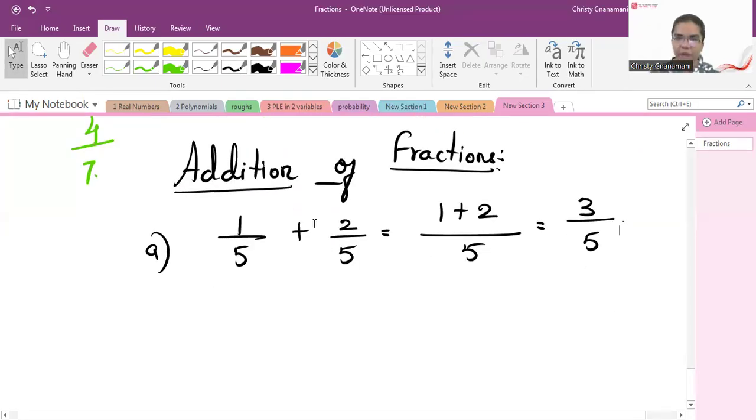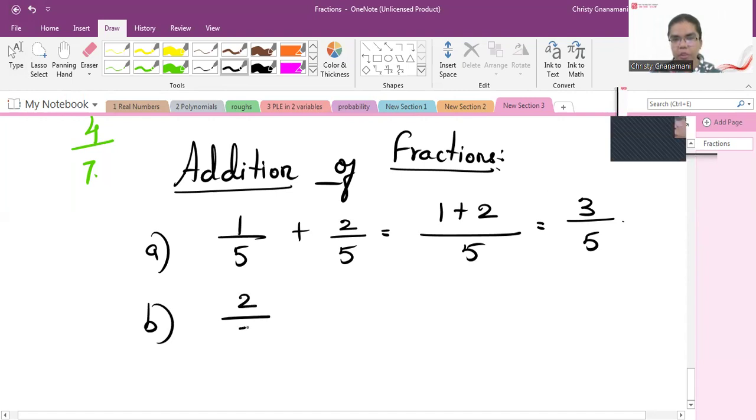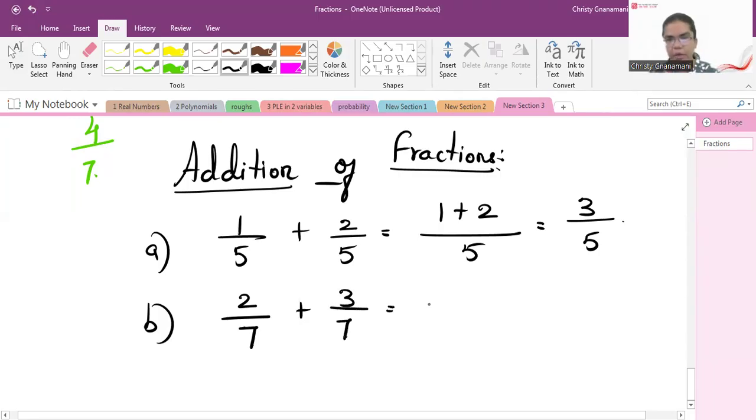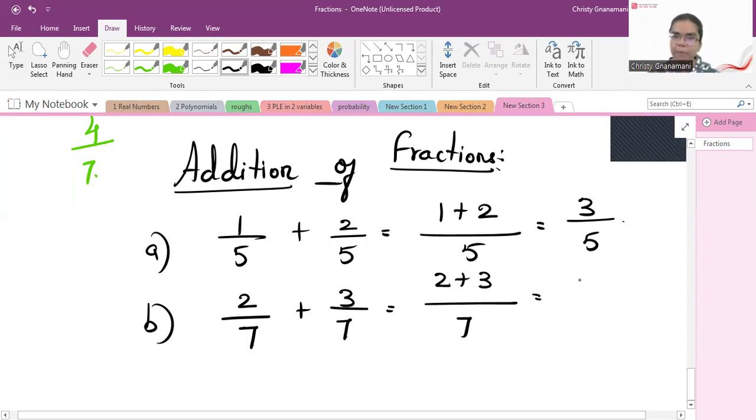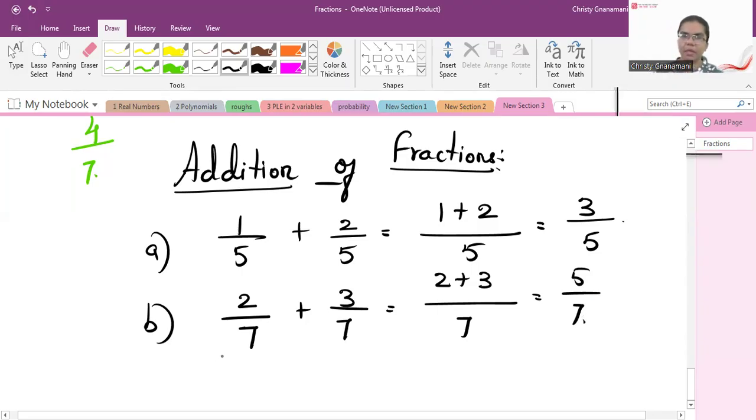So these two are like fractions. So just add the numerators and you'll get the answer. So similarly, if you add 2/7 plus 3/7, you get like fractions having the same denominator. So then just add the numerators. Your answer is 5/7. This is how you add like fractions. But if you are given unlike fractions, then how will you add them?